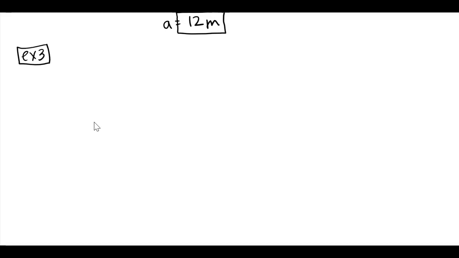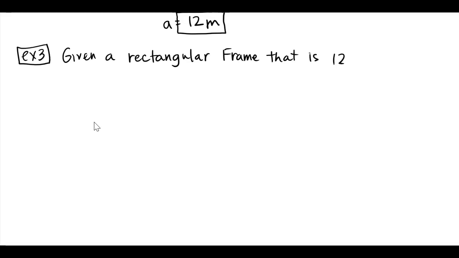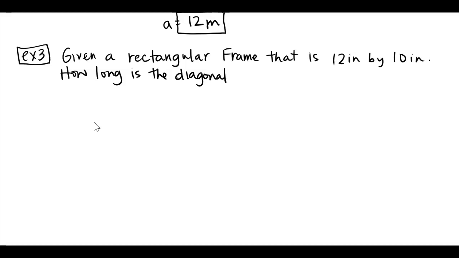So this time it says, given a rectangular frame that is 12 inches by 10 inches, how long is the diagonal from one corner to the other.